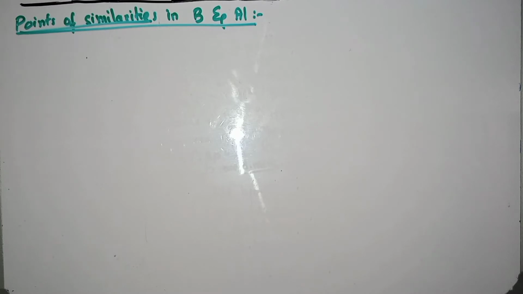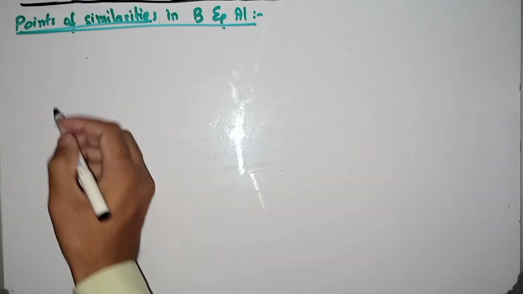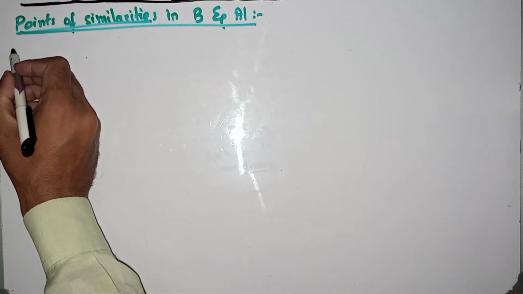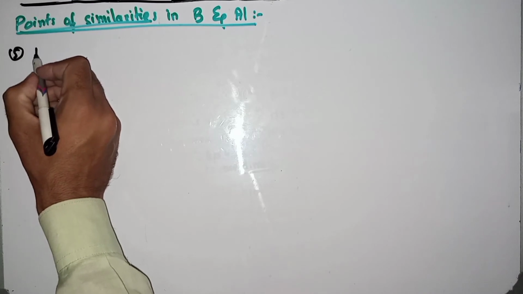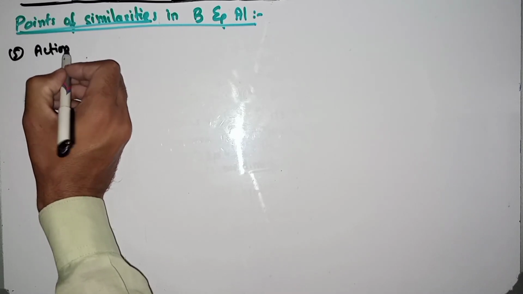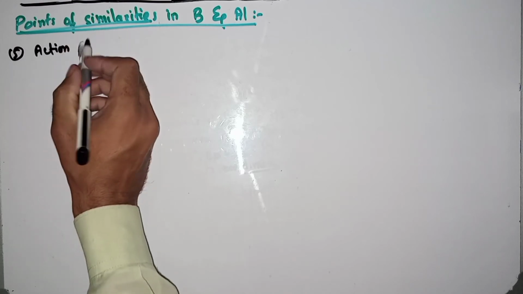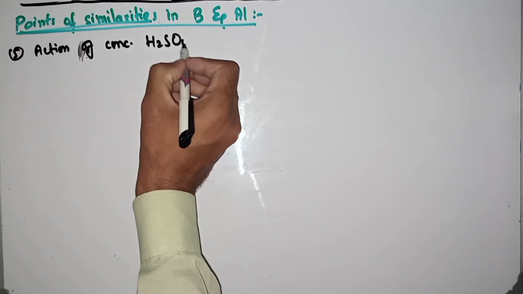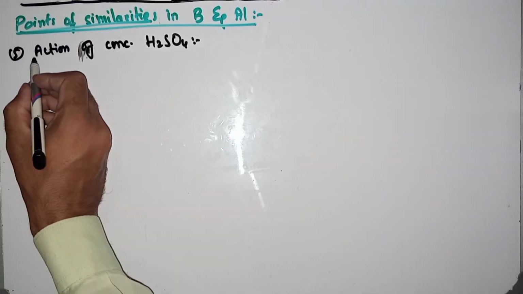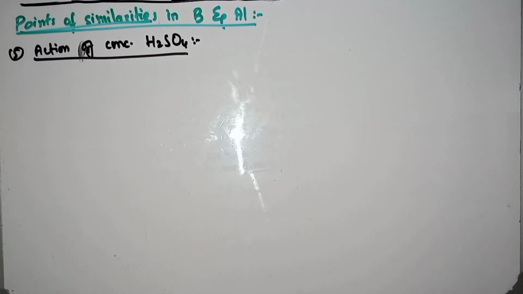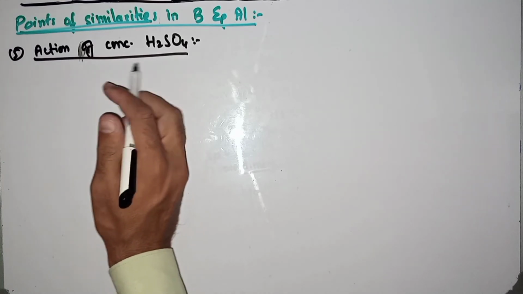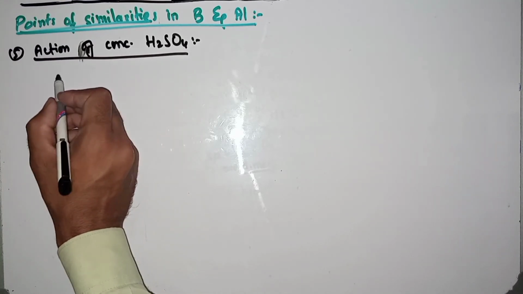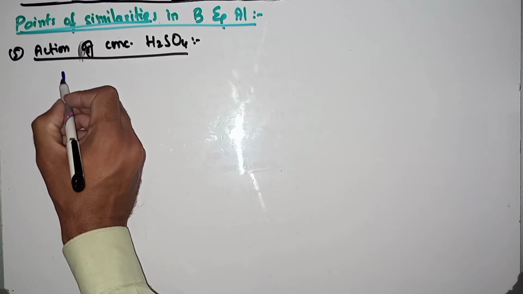So the next point is the action of concentrated H2SO4. What will happen in both cases, in aluminium as well as in boron? Both react with concentrated H2SO4 and evolve sulfur dioxide. Both are reactive. Let's see here.